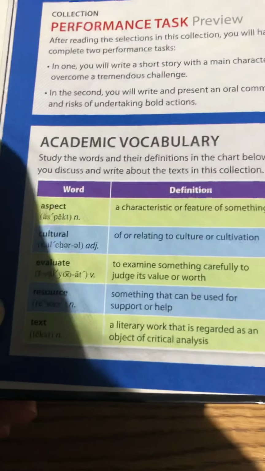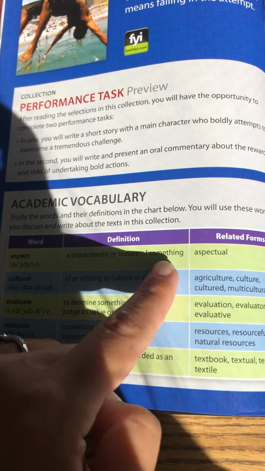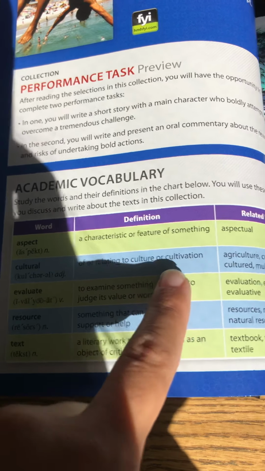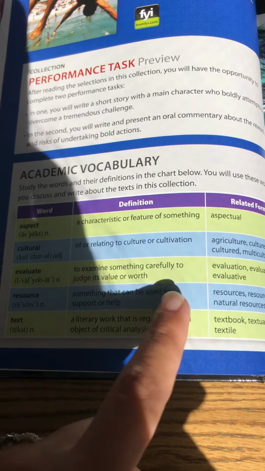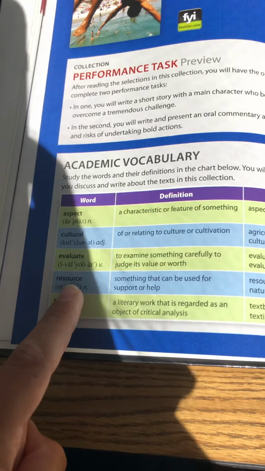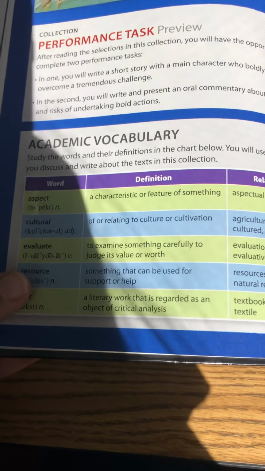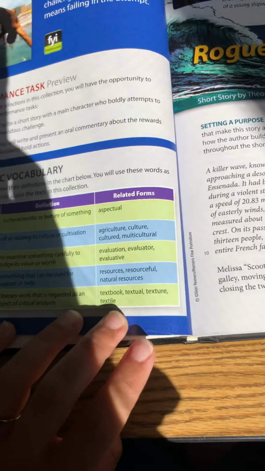So, academic vocabulary. Aspect. A characteristic or feature of something. Cultural. Of or relating to culture or cultivation. Evaluate. To examine something carefully to judge its value or worth. Resource. Something that can be used for support or help. Text. A literary work that is regarded as an object of critical analysis.